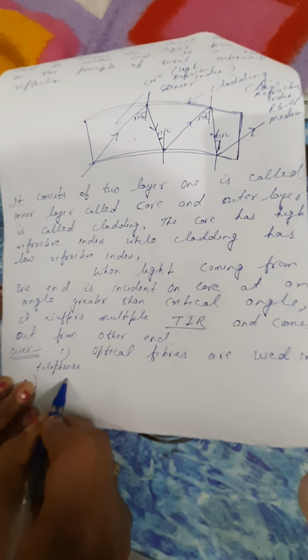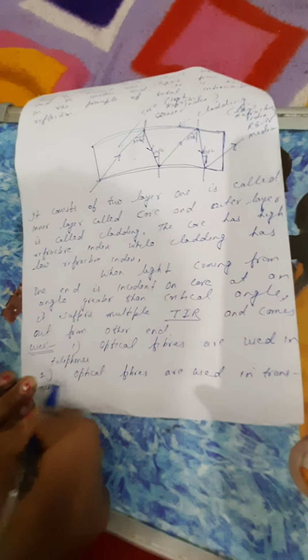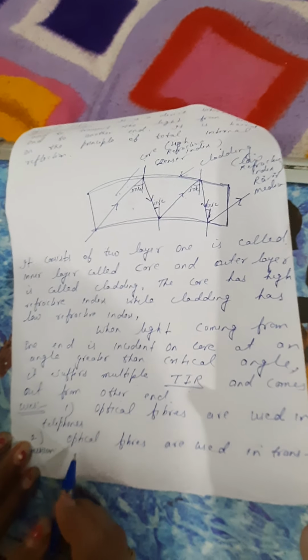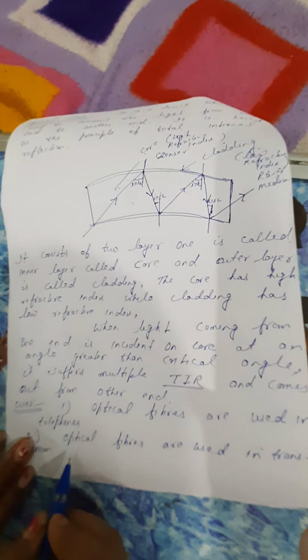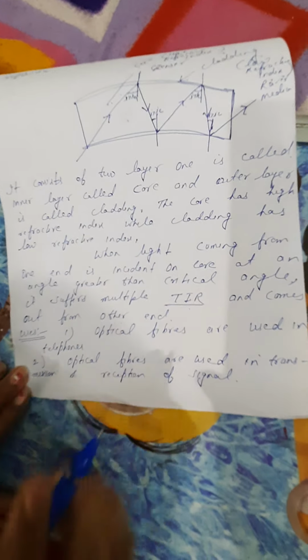Second, optical fibers are used in transmission of signal. It is a device which is used to transmit the light from one end to another end. So optical fibers are used in transmission and reception of signals. Clear? सिग्नल को ट्रांसमिट करने और उनको रिसीव करने का काम करते हैं। Optical fibers are used in transmission and reception of signal.